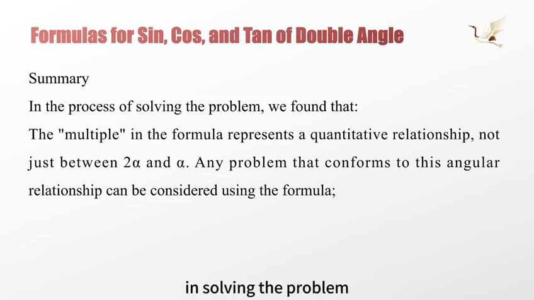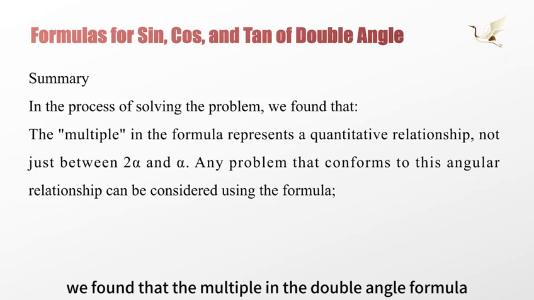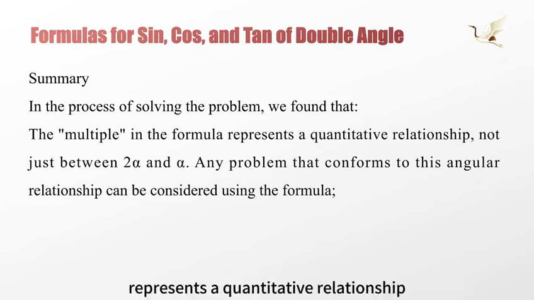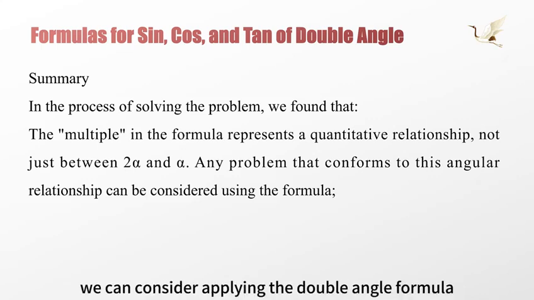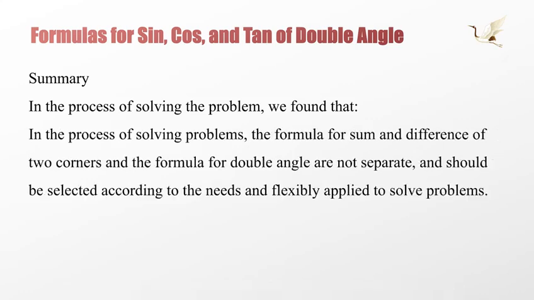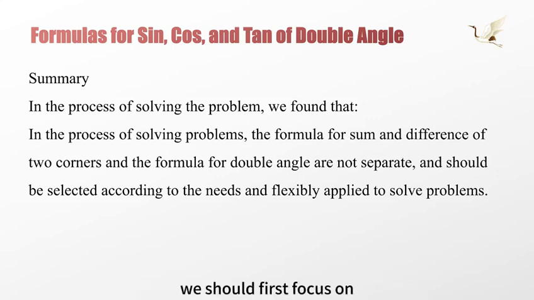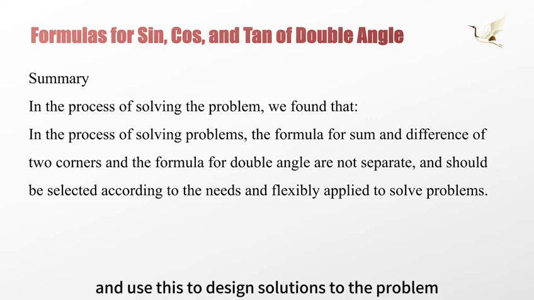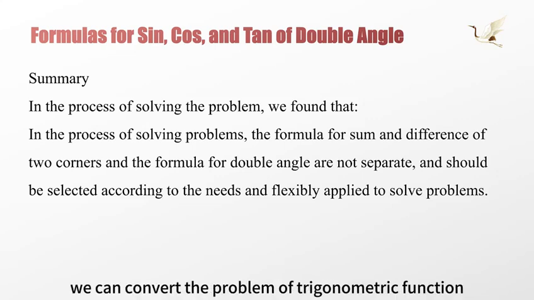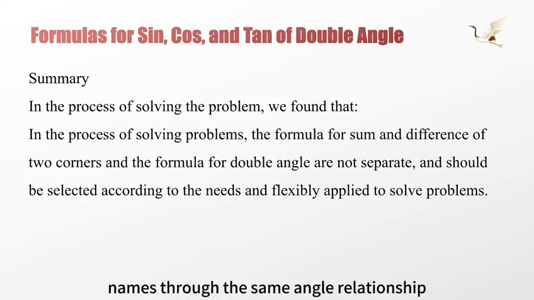In solving the problems, we found that the multiple in the double angle formula represents a quantitative relationship. It's not just about 2 alpha and alpha. As long as the angle relationship is met, we can consider applying the double angle formula. The second point is that when it comes to the relationship between trigonometric function names and angles, we should first focus on the relationship between the angles obtained from the known angles, and use this to design solutions to the problem. We can convert the problem of trigonometric function names through the same angle relationship.